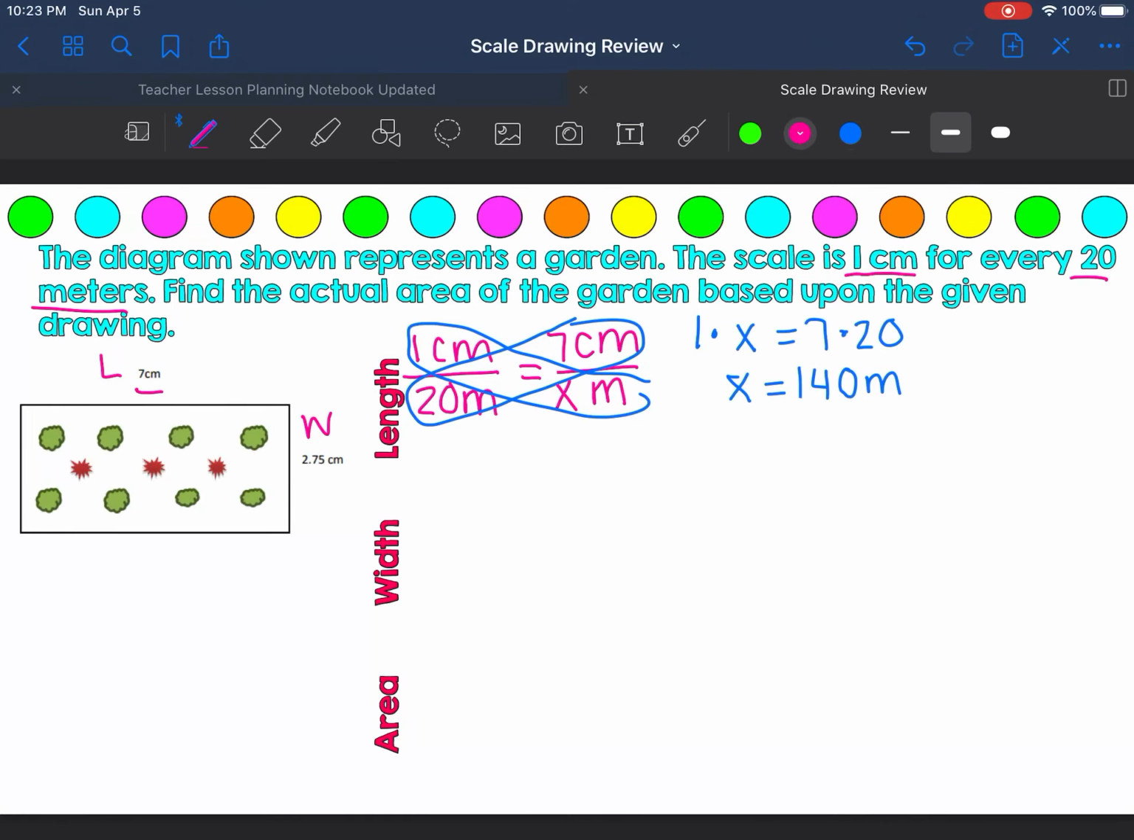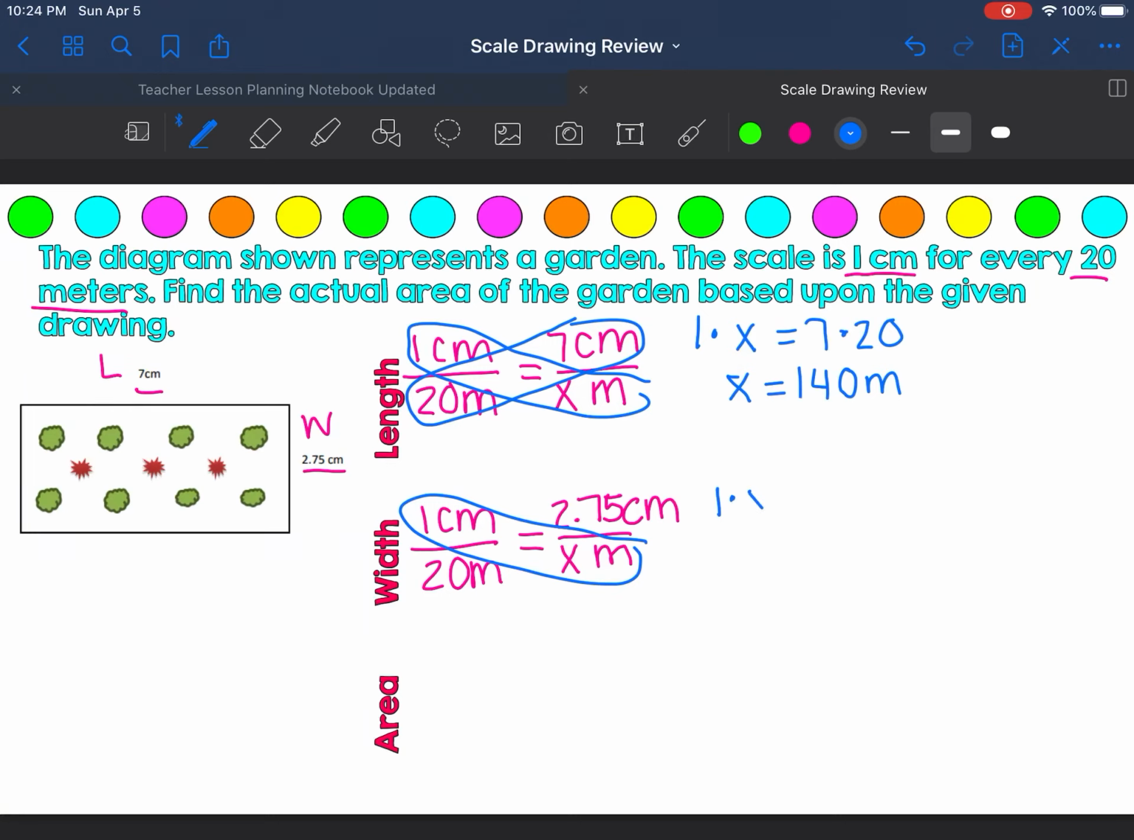I'm going to do the same thing for width now, okay? So when I'm doing these area problems, I'm doing more work, but I'm not doing anything different. So now I can set up my ratio for my model. Same ratio that I used for length, 1 centimeter over 20 meters. And now I can set up my real world ratio. My drawing distance, it tells me right here, is 2.75 centimeters. And my actual distance, that's my unknown, my x, my variable. That's what I'm trying to find out.